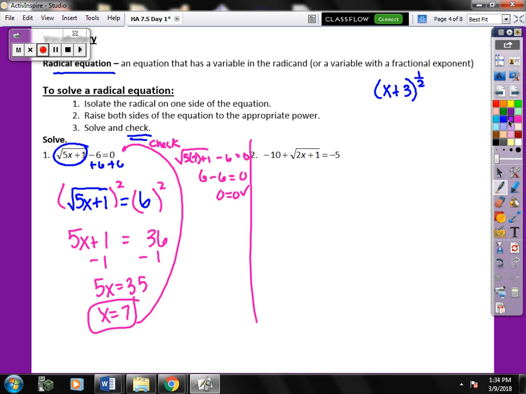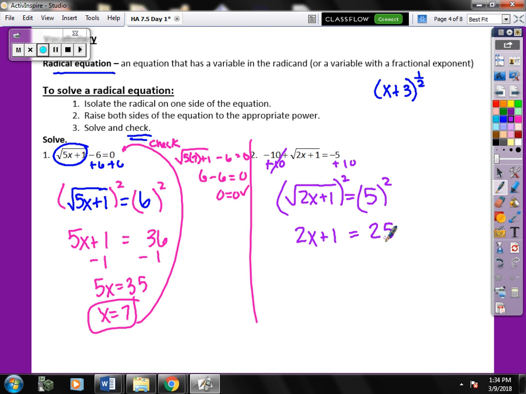What would I do first in example 2? Mason? Add 10. Add 10. Very good. We have negative 5 plus 10, which would be a positive 5. And solve by squaring both sides. Some students will forget to square the 5. We'll square the left-hand side, but they forget to square the right-hand side. And then we just subtract and divide.